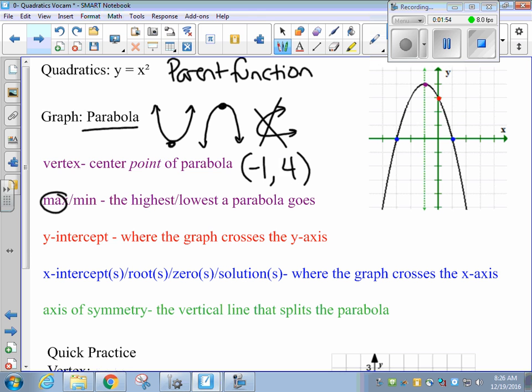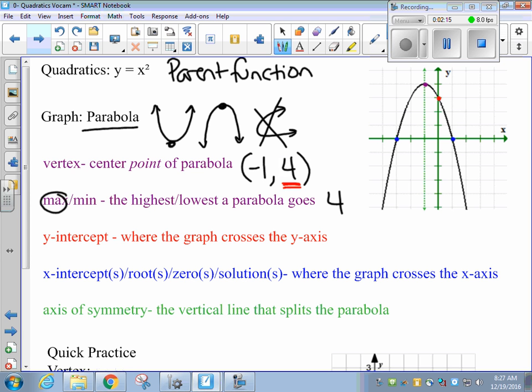Now, maximums and minimums measure height. So all we care about is how high or how low our parabola goes. So if we look at our vertex, the height there is actually just 4. Okay, now this 4 matches always with the y value of our vertex. So if you ever have a hard time, just check out your vertex point.